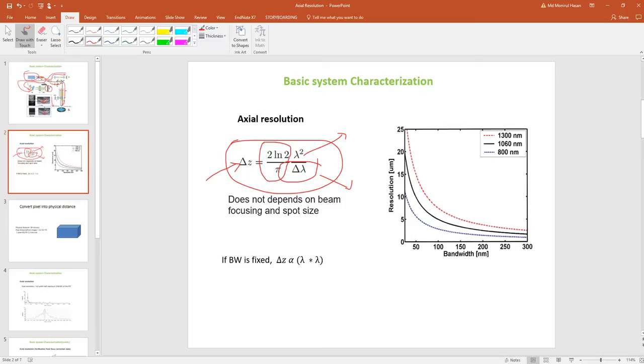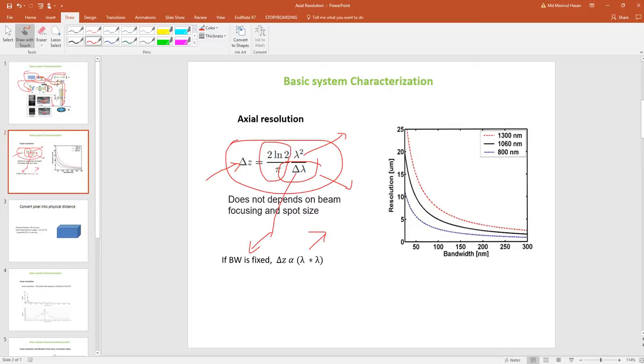So it doesn't depend on the beam focusing or the spot size. It doesn't depend on the objective or the numerical aperture of the objective. If the bandwidth is fixed, then the axial resolution only depends on the wavelength. Or if the wavelength is fixed, it is inversely proportional to the bandwidth.